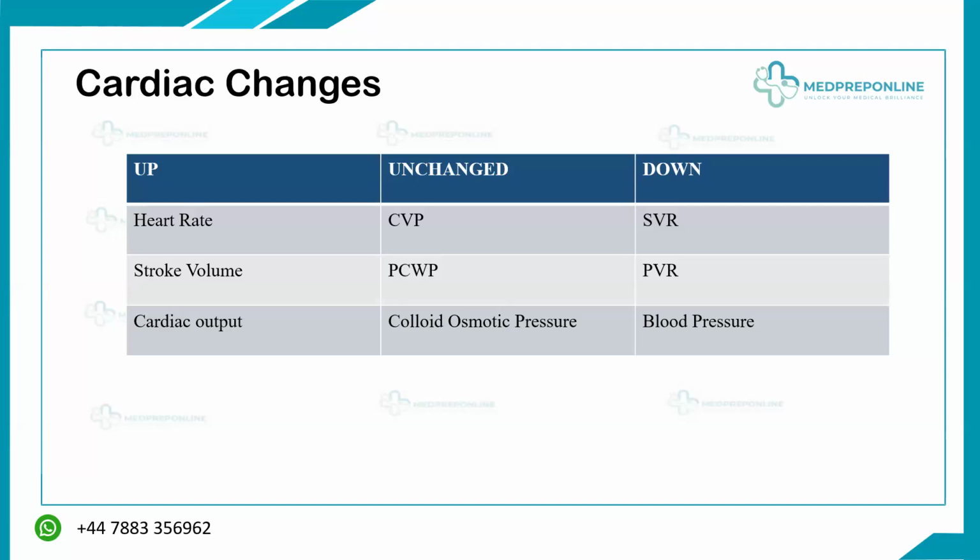So heart rate, as we saw, increases, around 10 to 15 beats per minute from the resting heart rate, so around 80 to 90 beats per minute. Stroke volume is increased, cardiac output increases. We'll discuss these changes in more detail.